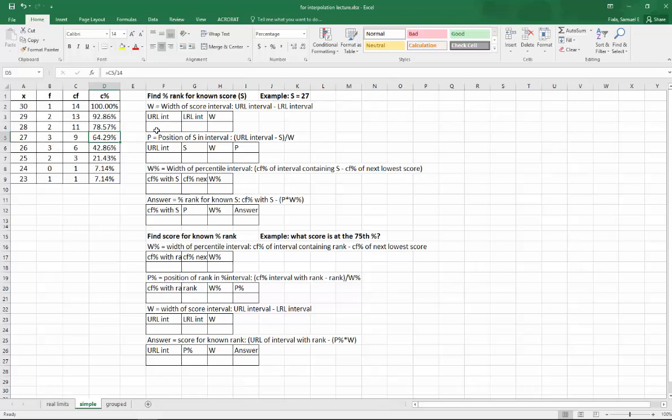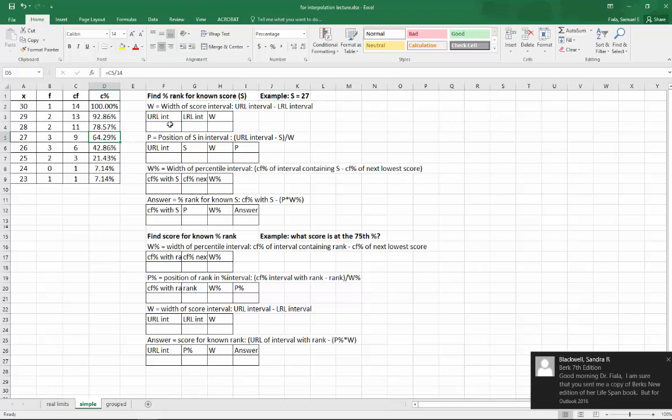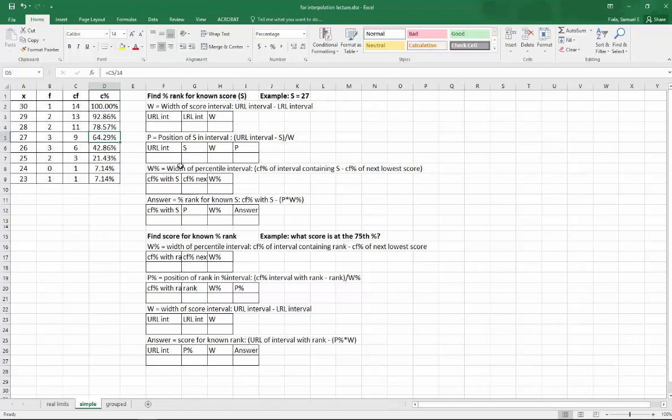So the way I do it, I broke it down into a little formula. We start off by calculating the width of the score interval where the score that you're talking about is. So the interval that it's in is just this 27, which goes from, again, the upper real limit of 27.5 to the lower real limit of 26.5. So the width is equal to 27.5 minus 26.5. You probably don't need to do the math on that. In fact, it is 1, right? That's an interval width of 1 when it's not a group frequency distribution table.